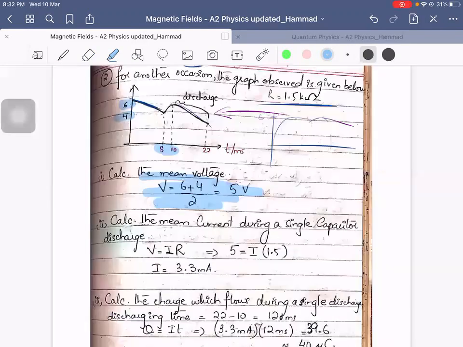They're asking you the mean current using a single capacitor discharge. V is equals to IR. You know for a fact that for a wave like this, you'd prefer using the voltage value, which is a stable value for your calculations. And that is why I use the V mean value.